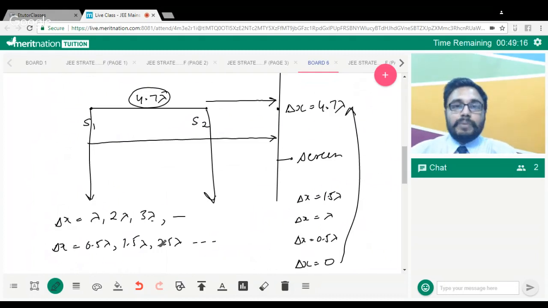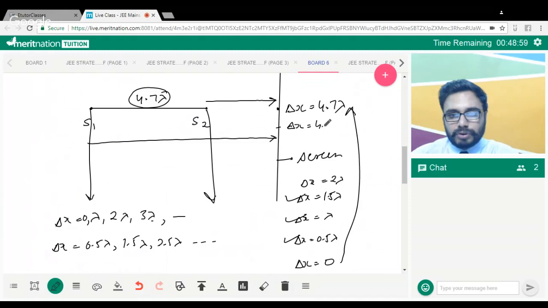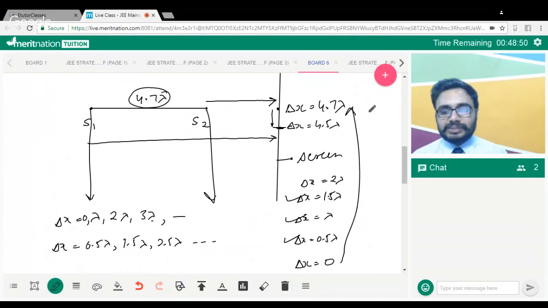So depending on it, I can tell where maxima or minima is formed, and how many maximas and minimas are formed. Like this, if delta x is 0 also, then maxima is formed. So at infinity, I am having maxima, here minima, here maxima, here minima, and then maxima, and so on. Somewhere here delta x will be equal to 4.5 lambda. This is minima. So after this center point, I'll get first minima, then I'll get maxima. So depending on it, I can tell how many maximas or minimas are being formed. Okay.